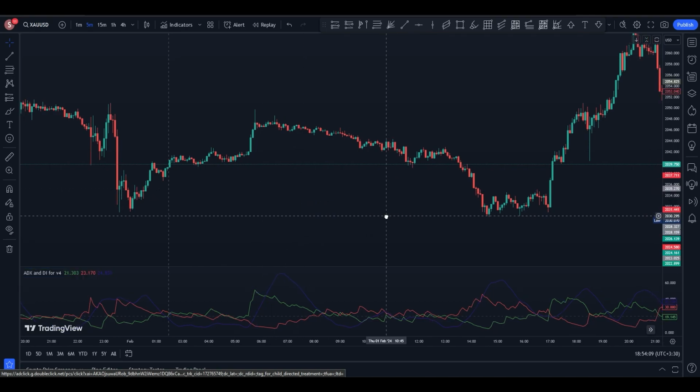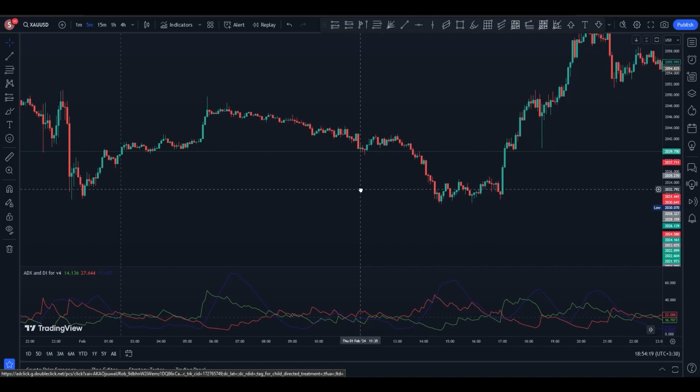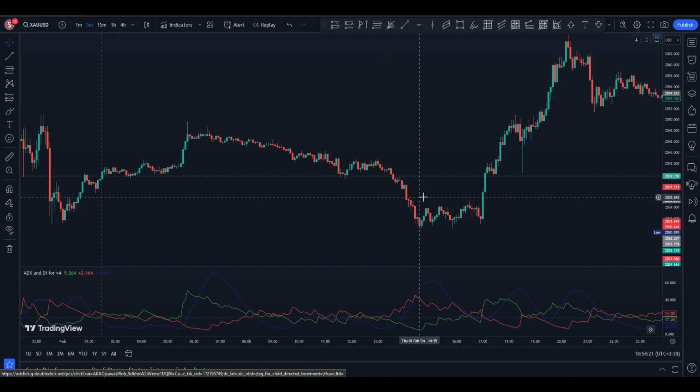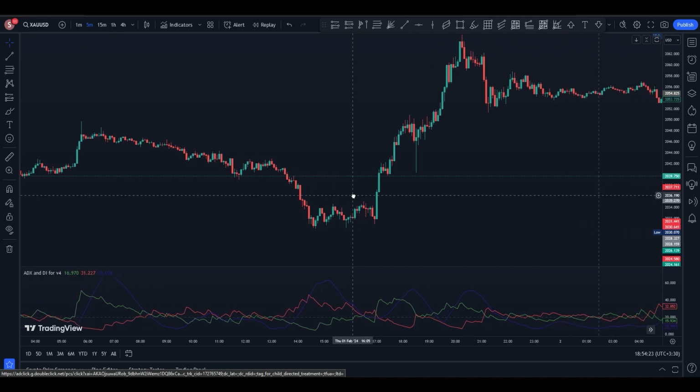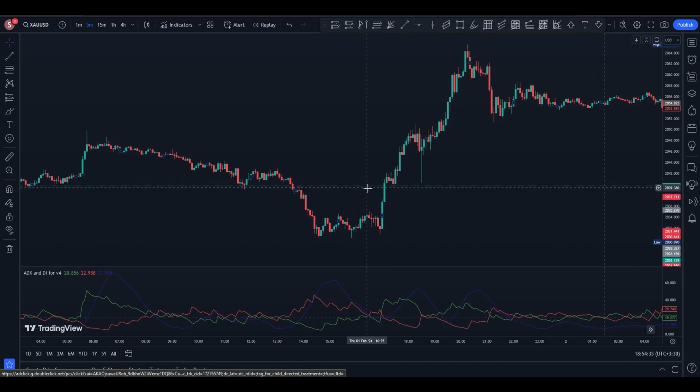Let's see if we have a good strategy with ADX. As you see, we are going to trade on the London or New York session. Let's start with the New York session and London session. Okay, here is the start of the market in the New York session.